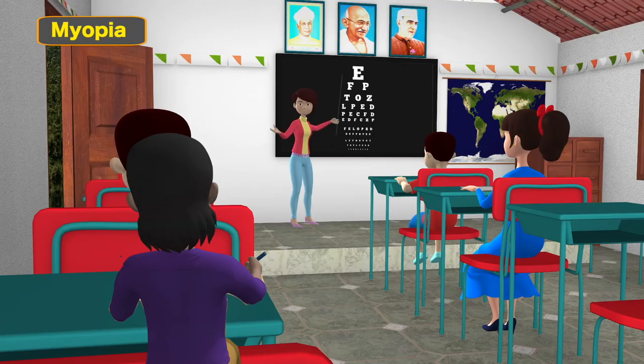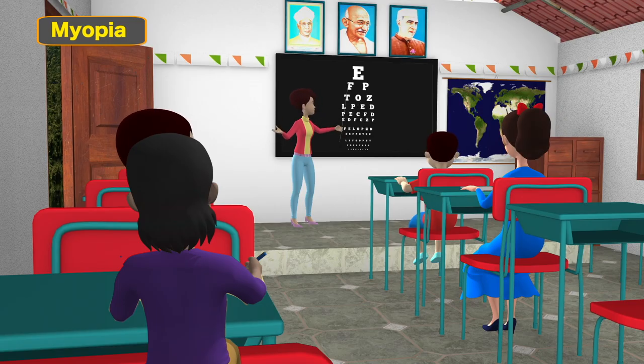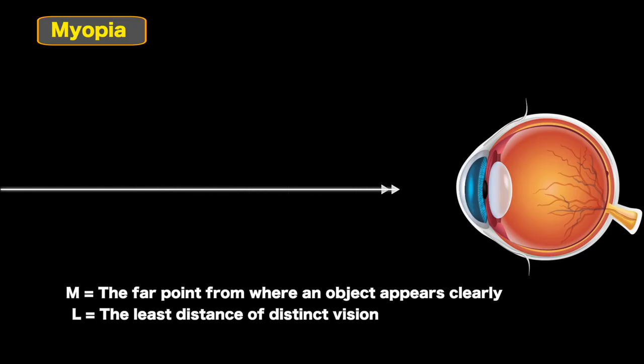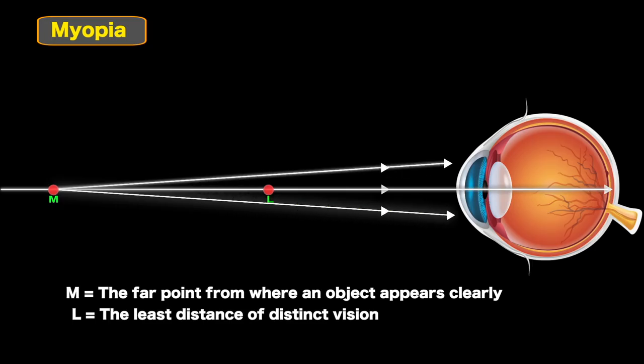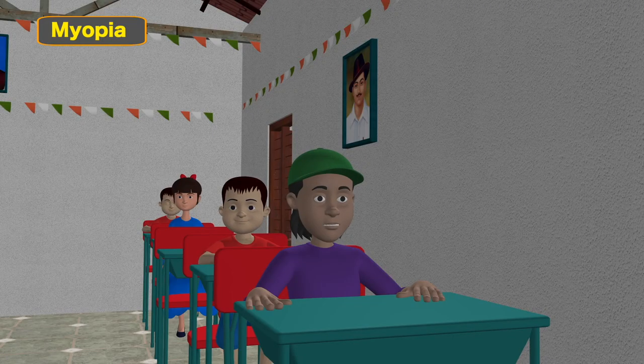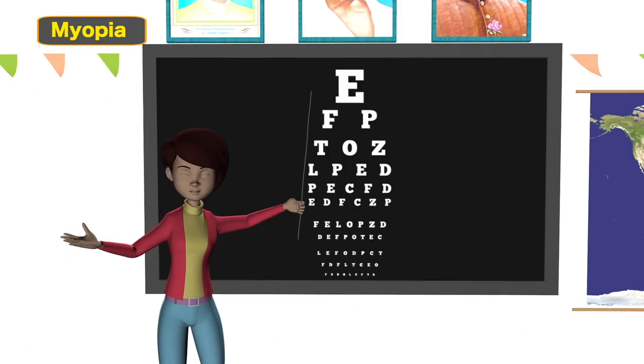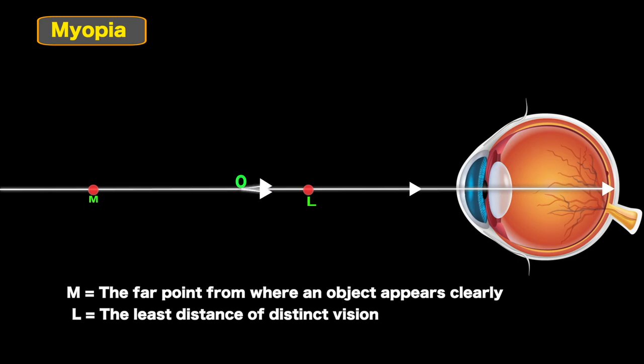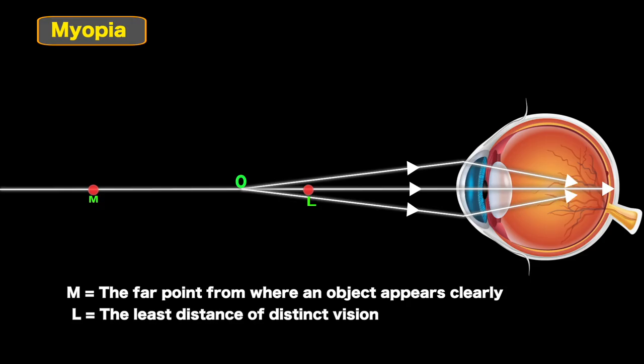If the boy is sitting in the middle of the bench and observing the board, it is clearly and distinctly visible to him. In this case, the board is at far point M and the eye lens can form a clear image on the retina. If the boy is sitting in the first bench and observing the board, it appears clearly and distinctly visible to him. In this case, the board is between far point M and point of least distance of distinct vision L. The eye lens can form a clear image on the retina.